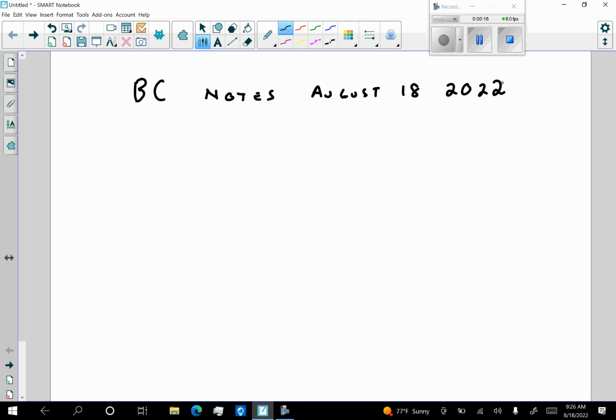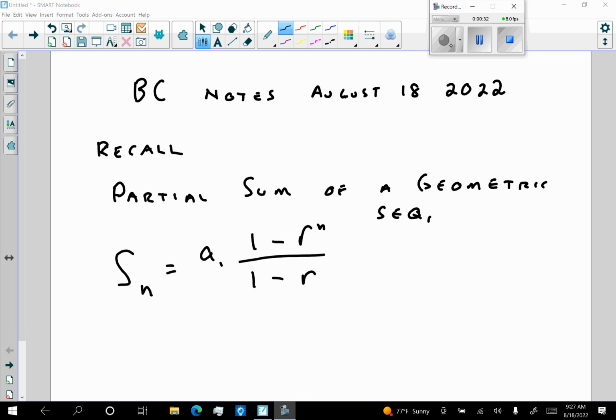I'd like to begin by recalling the formula to find the partial sum of a geometric sequence. The formula is given by S sub n is equal to the first term times the ratio, 1 minus r to the n, divided by 1 minus r.